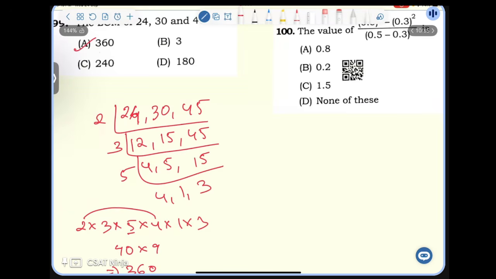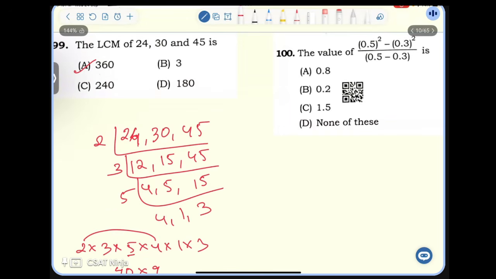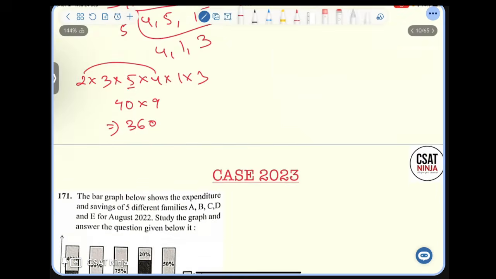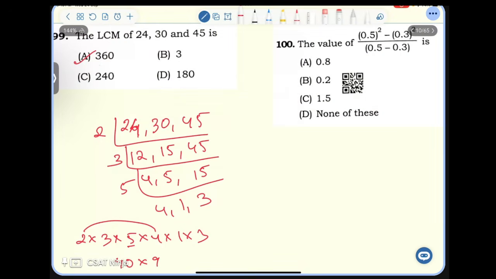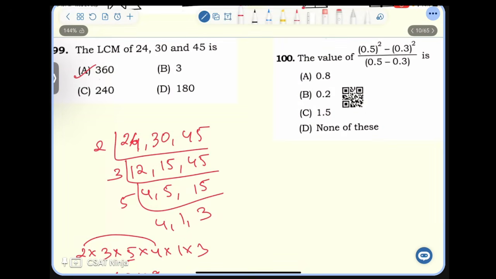Whenever you're multiplying a large number, always multiply 5 with an even number. It will give you 0. Okay, next is question 100. Maybe this is the last question for that one. So let's start with this.